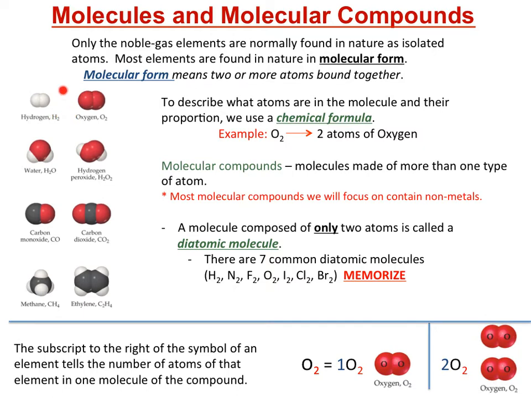So we have something like H2, hydrogen gas. And in this case, we have two hydrogen atoms that came together to make one molecule of hydrogen gas. We could also look at something like O2, which is one molecule of oxygen gas, O2.